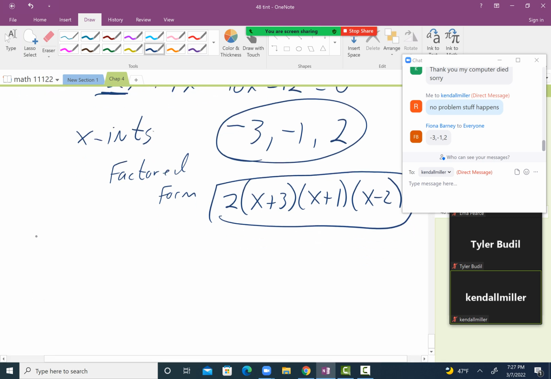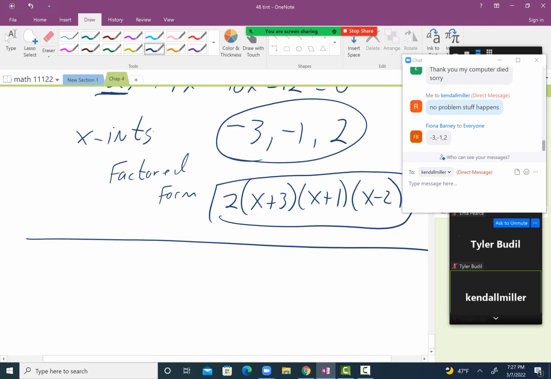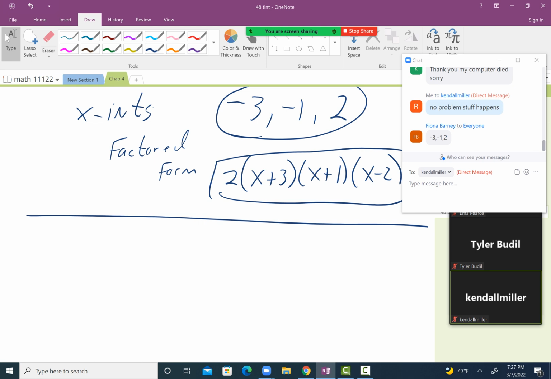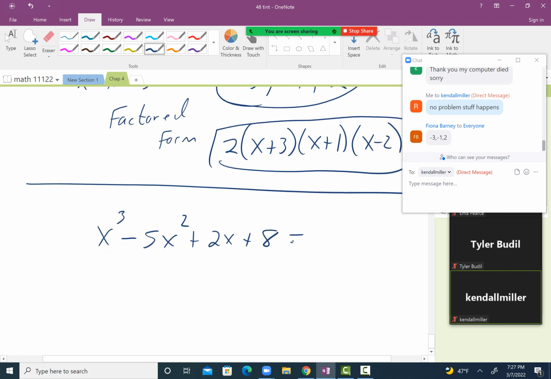All right, so that's done. All right, hey, we solved it. We just typed it in, got the x-intercepts, that's done. All right, let's try this one. X to the fifth minus 5x squared plus 2x plus 8. All right, so graph it again. I'm going to set it equal to 0, and let's see what the x-intercepts are, if there are some.